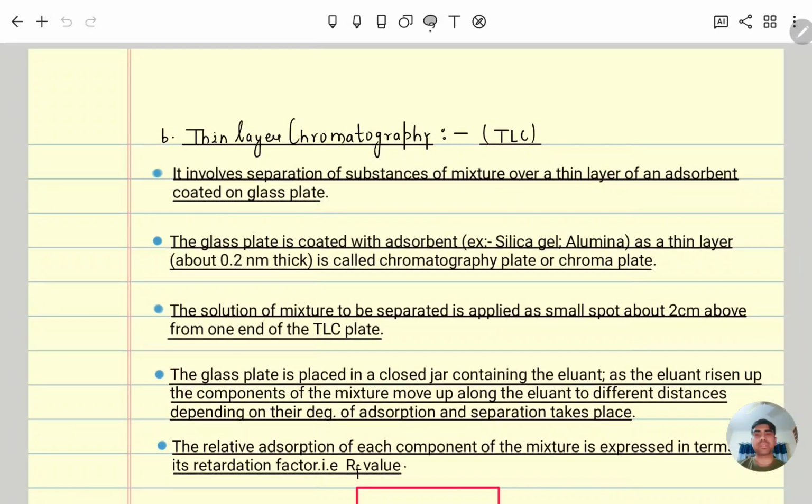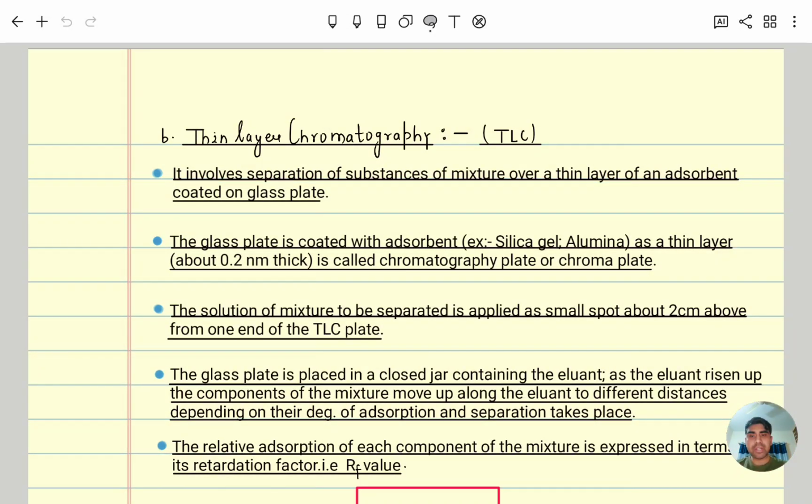So now coming to thin layer chromatography, TLC. In TLC, what we will do is take glass plates, and on the glass plates we will apply silica gel, that is SiO2, or aluminum, as a thick layer, and that will be our stationary phase. On that stationary phase, about 2 centimeters above the bottom, we will keep the color pigments which we want to segregate, and then we dip it into a particular type of solvent. So the solvent, due to capillary action, will rise up.